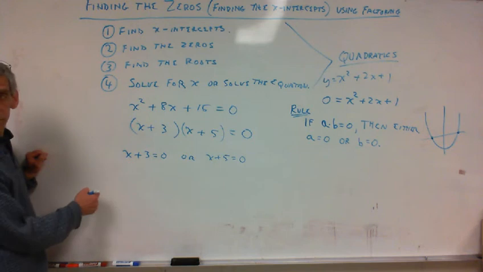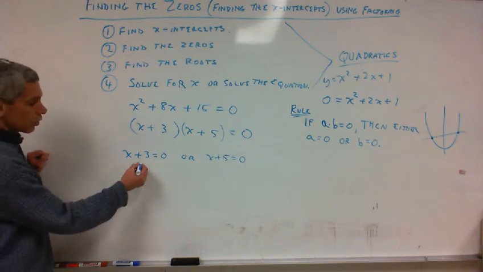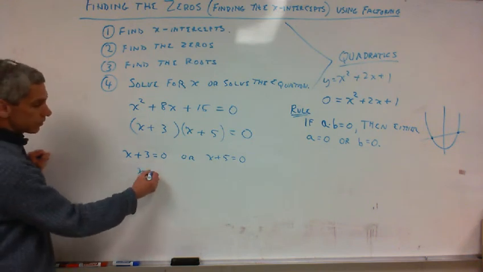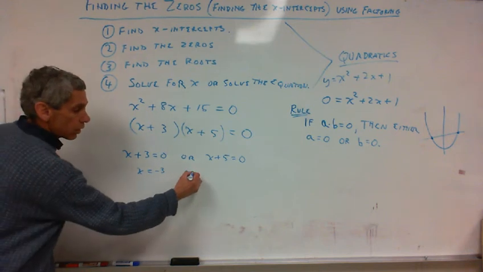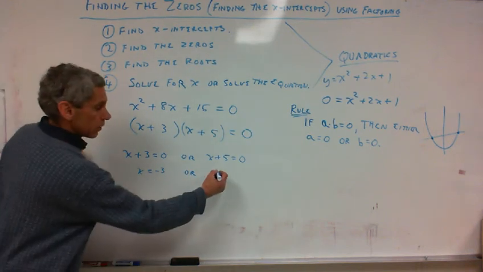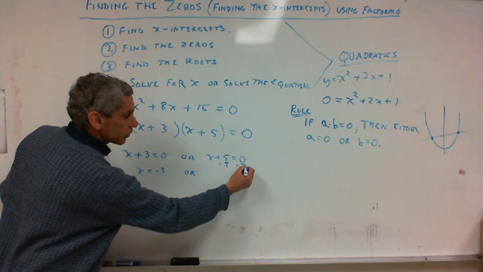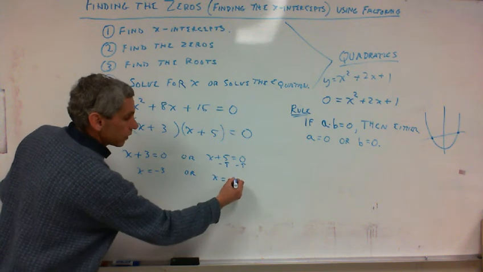What would I do, Liam? Negative 3. Okay, so I'm going to subtract 3 from both sides. X is equal to negative 3. Or, keep going. Negative 5. Subtract 5 from both sides, right? X is equal to negative 5.